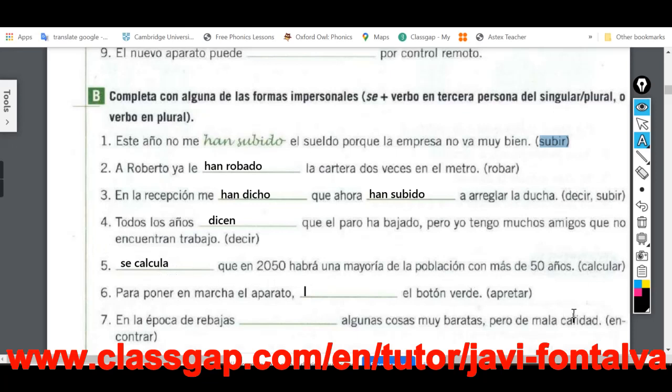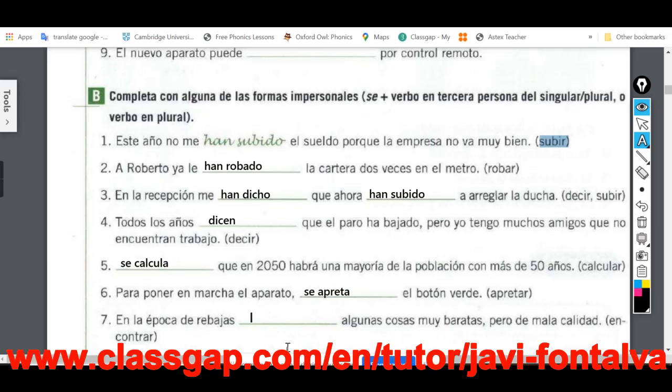Seis. Para poner en marcha el aparato, el botón verde. So one presses the green button. So apretar is also present, right? So then se aprieta, exactly.